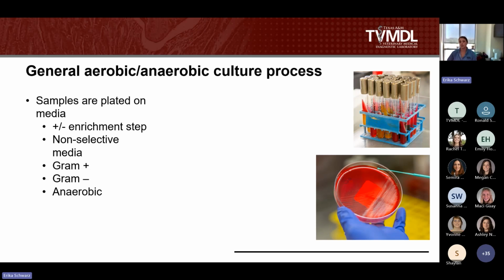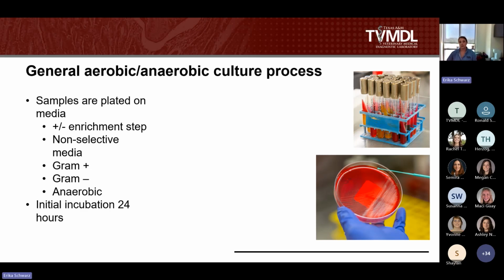So we primarily set up one that selects for gram-positive organisms and one that selects for gram-negative organisms. We also generally inoculate a plate for anaerobic conditions. This will allow us to cast the biggest net possible and just try to grow everything that we possibly can out of that culture.